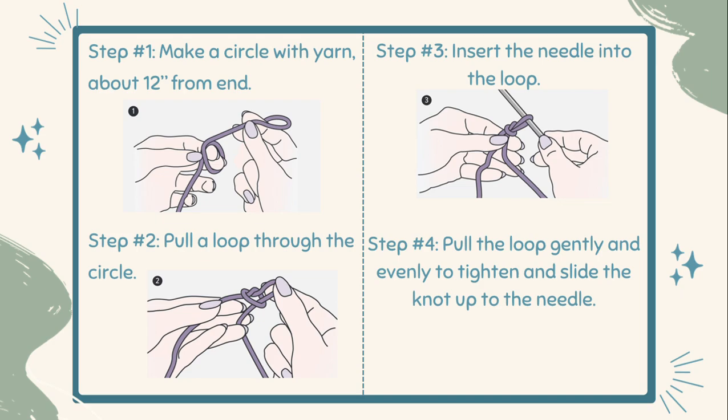First step is to make a circle with yarn about 12 inches from the end. Second, pull a loop through the circle. Third, insert the needle into the loop. Fourth, pull the loop gently and evenly to tighten and slide the knot up to the needle.